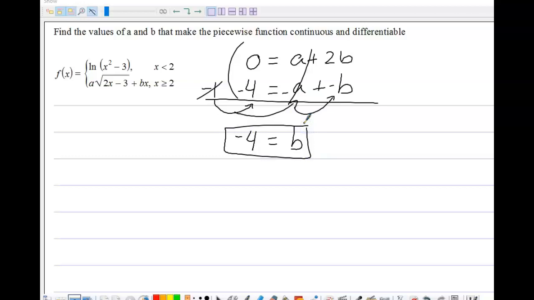Now we need to find the other letter, a. So to do that, you just take one of your original equations, and you replace the b with the answer that you got. It's negative 4.